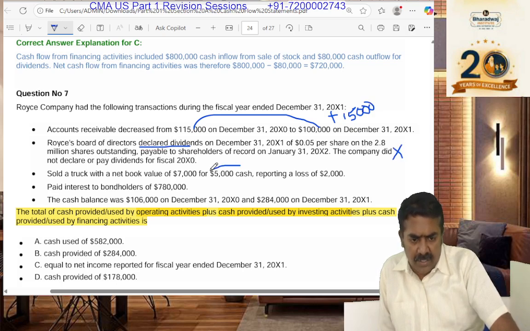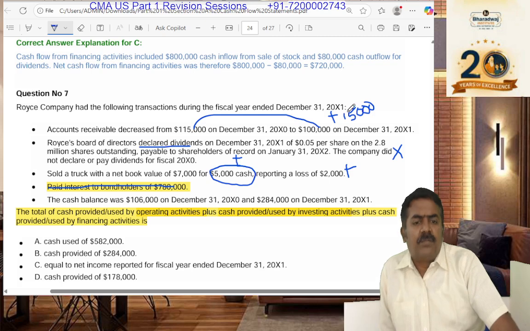Truck sold for 5,000, we will include in which activity? Investment activity. This one, net income, this will add with net income. We'll add with which one? Net income. Paid interest to bondholders. Operating activity, but anyhow, in the indirect method we will not add or do anything. Ignore. We will ignore in the indirect method.